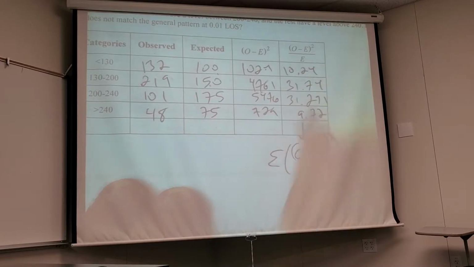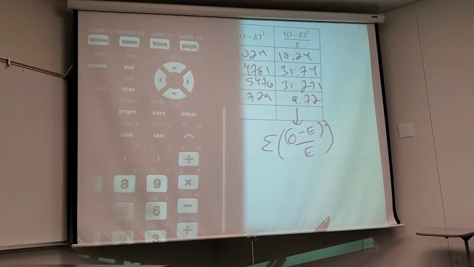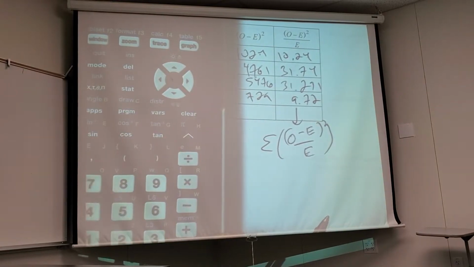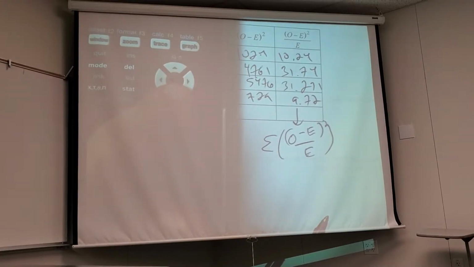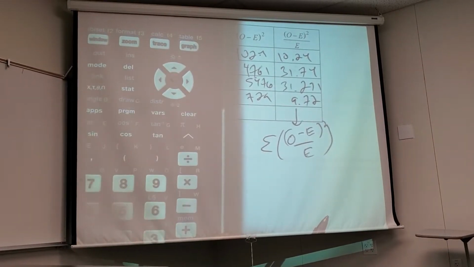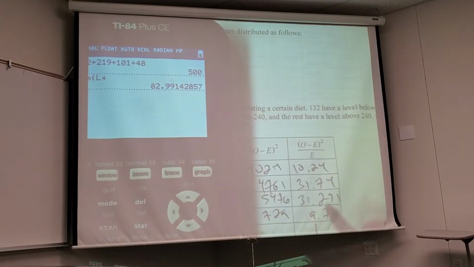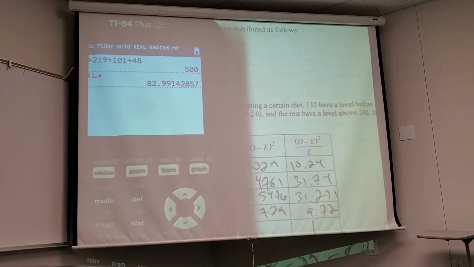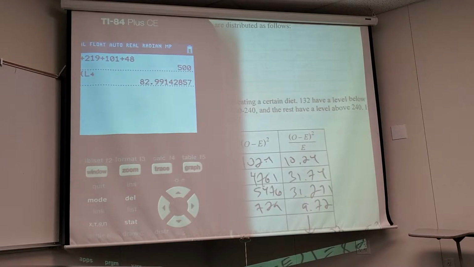So if you want to sum all that stuff up, you can go to list, math, number 5. Oh shoot, I forgot to get out of there. Stat, sum, list 4. Is that what you guys are getting? I get 82.99. Does that sound familiar?